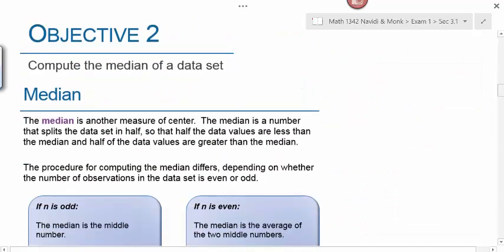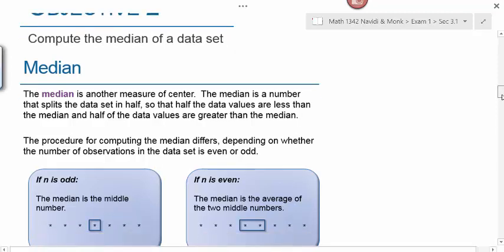Objective 2 is computing the median of a data set. We're going to go through the same process on the calculator, but let's first talk about what a median is.